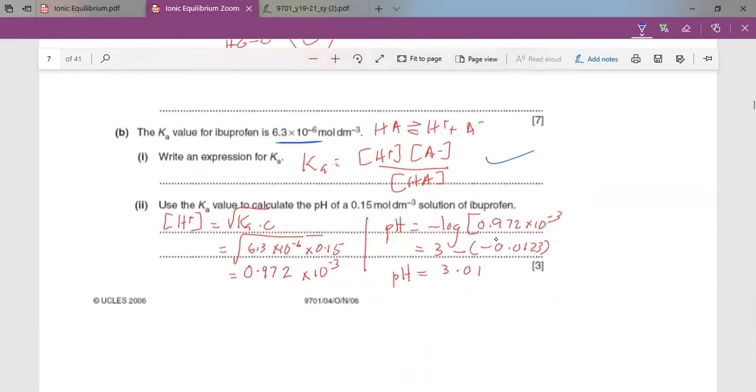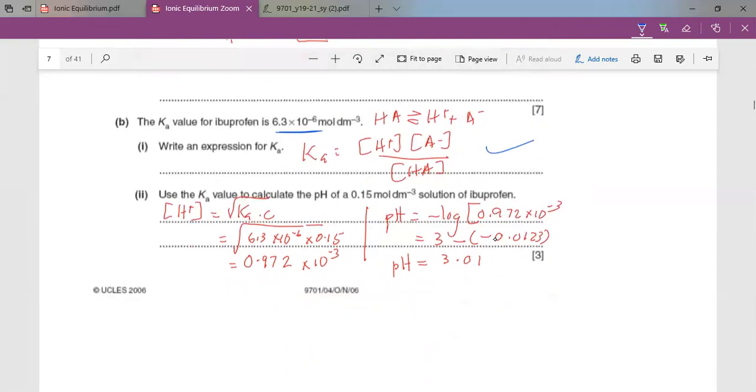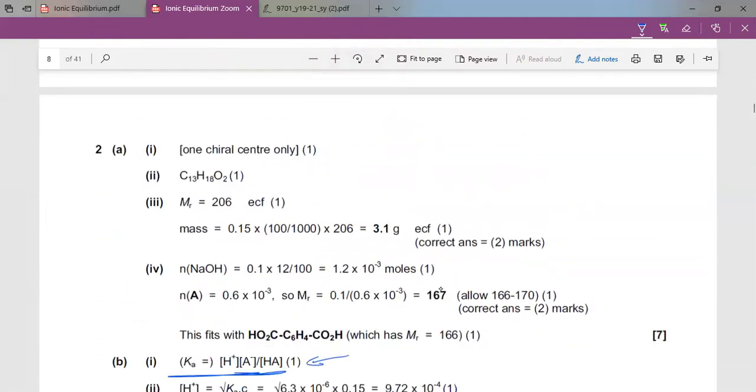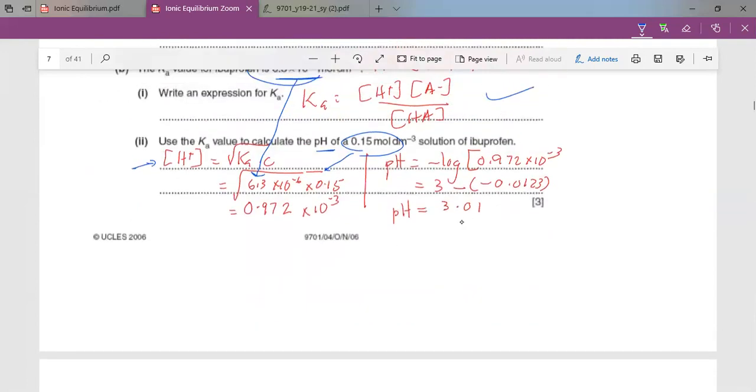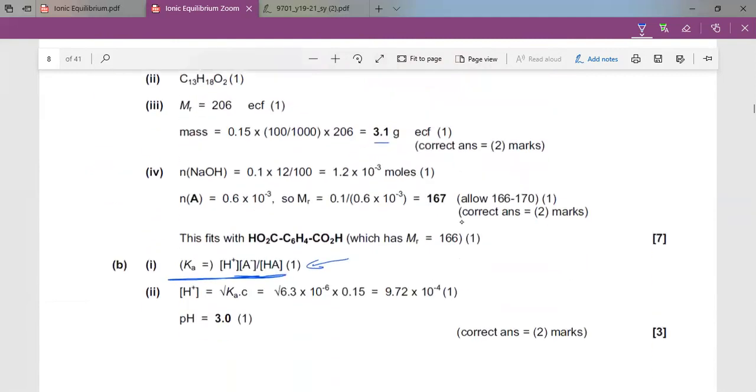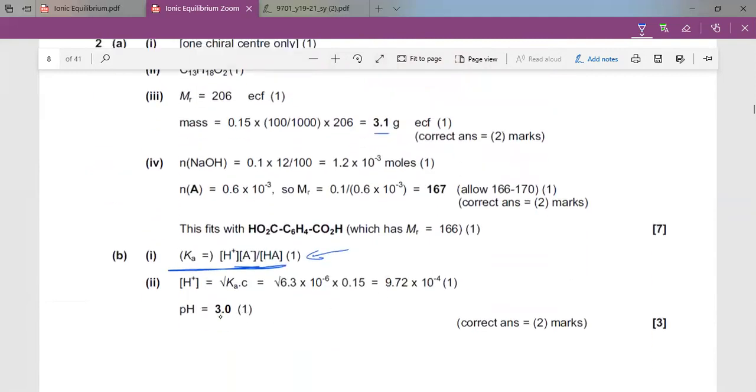Use the K value to calculate the pH. Simple, isn't it? Of course, find the H plus first. We again use root Ka C. You put in your Ka value, which is this one here, and times your concentration, which is this one here. Then find the log, 3.01. Easy, isn't it?